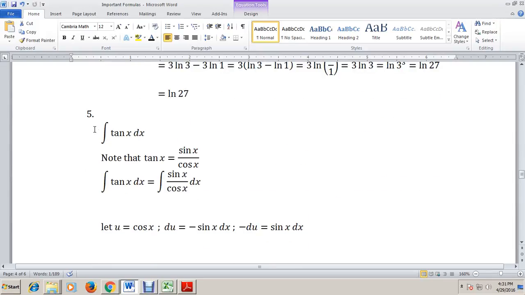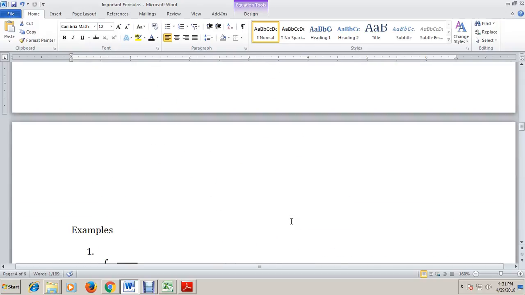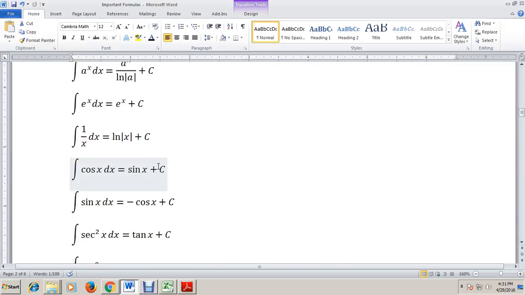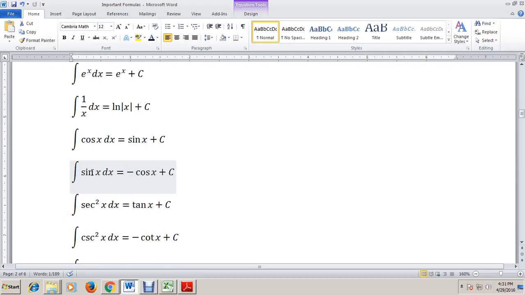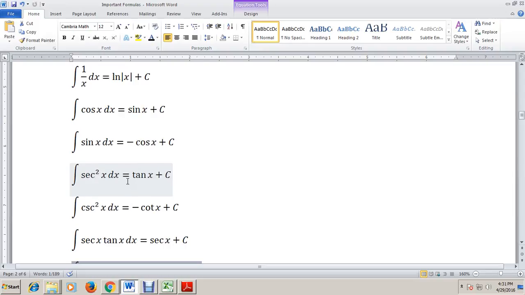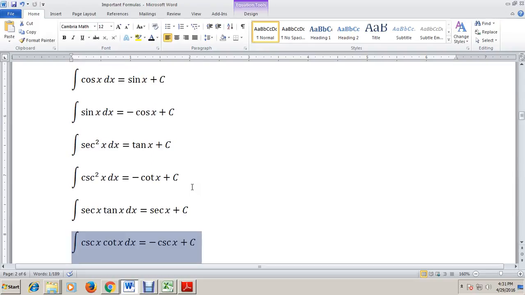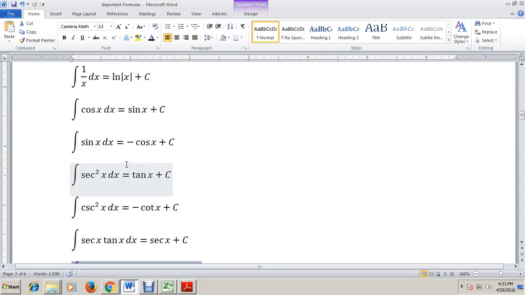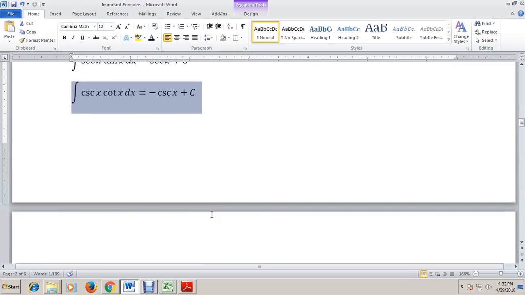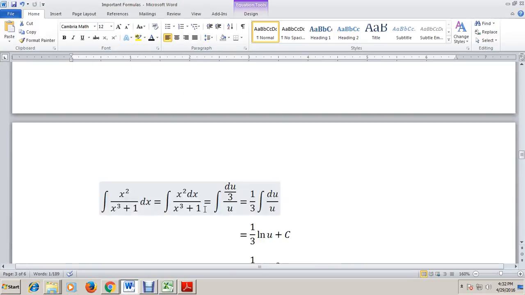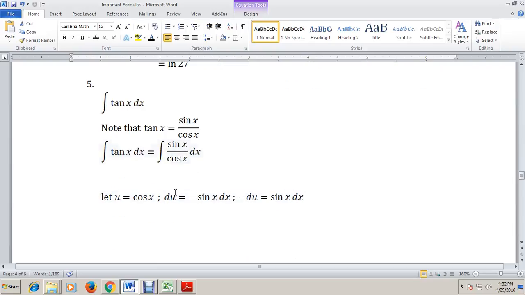Integral of tangent x. Try to notice that the integral of tangent x dx is not included in this list. It is not included here. So since we already have the form of the integral of cosine and the integral of sine, it is but logical that we naturally look for the form of the integral of tangent x, integral of secant x, integral of cosecant x. Okay, so let's start now, just to complete the list, with the integral of tangent x.